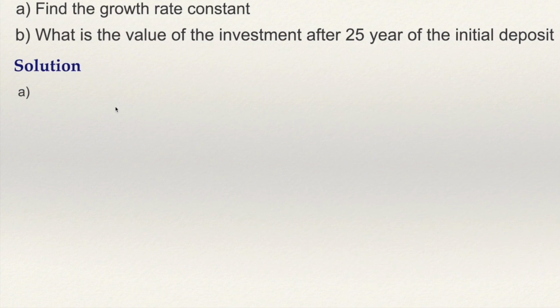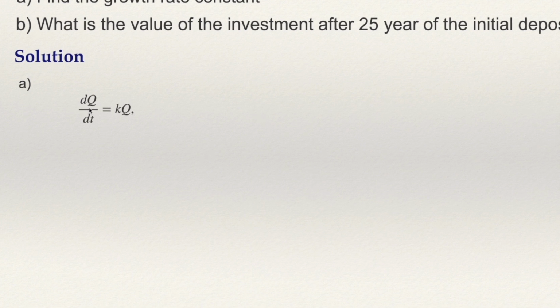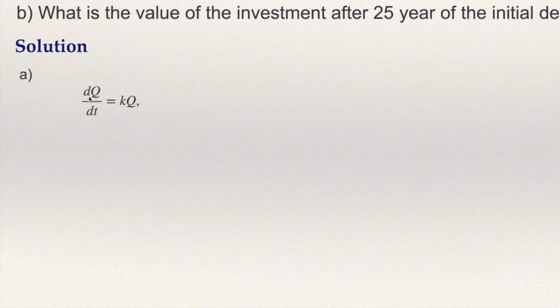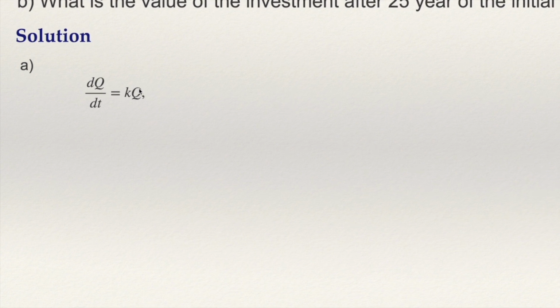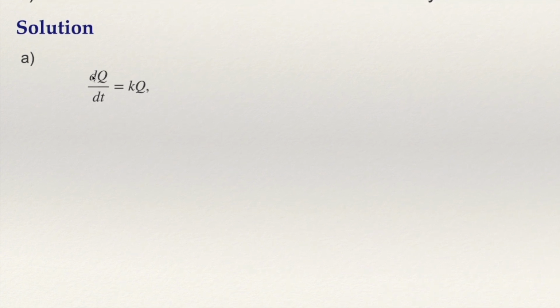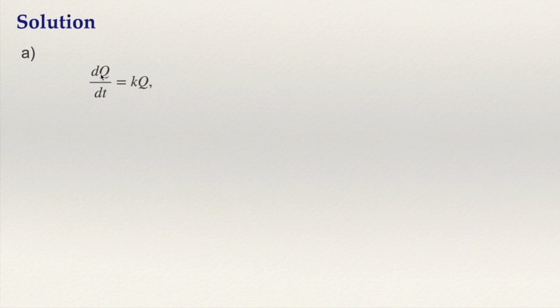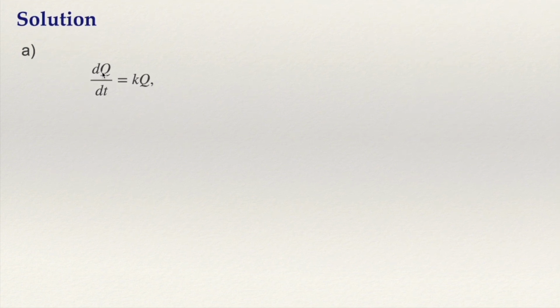So k multiplied by the quantity. I'm going to type it this way. The rate of change of the quantity is proportional to the quantity. That's what I'm telling you. The rate of change of the quantity is the derivative with respect to time, and it's proportional to the quantity, which means it is the quantity multiplied by a constant. This is the constant that we call the constant of proportionality. But in this case, when we are speaking about growth, we call it the growth rate constant. So this k here will be the growth rate constant.